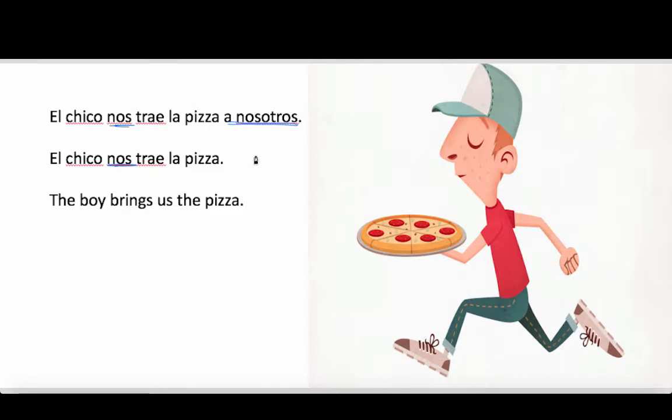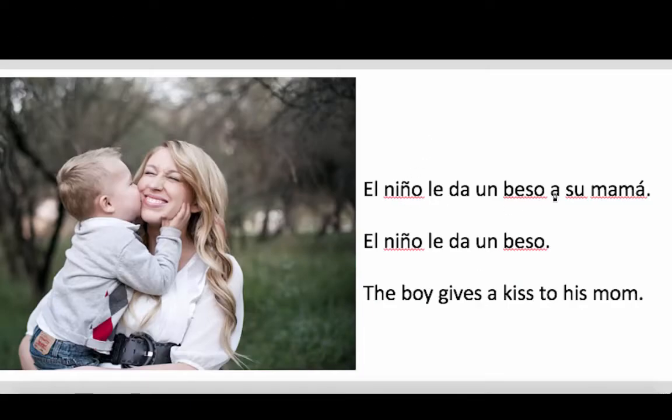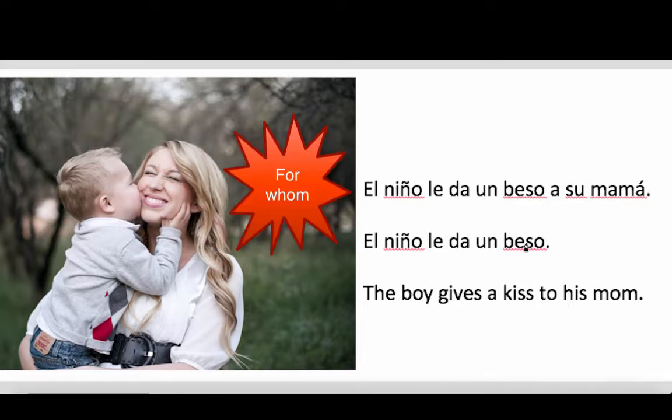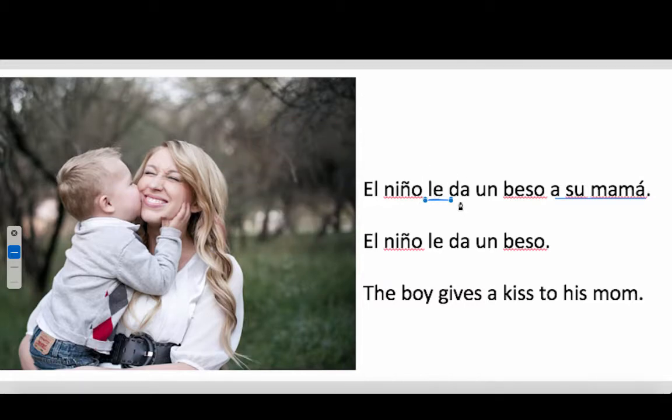There's only one us. El niño le da un beso a su mamá. The boy gives a kiss to his mom. For whom is the kiss? Who is receiving the kiss? The mom. Therefore, the mom is the indirect object. Here we have the mom as the prepositional phrase, and the mom is illustrated again as her. So her is the indirect object pronoun right in front of the verb dar, which means to give, and the clarification phrase a su mamá here at the end of the sentence.